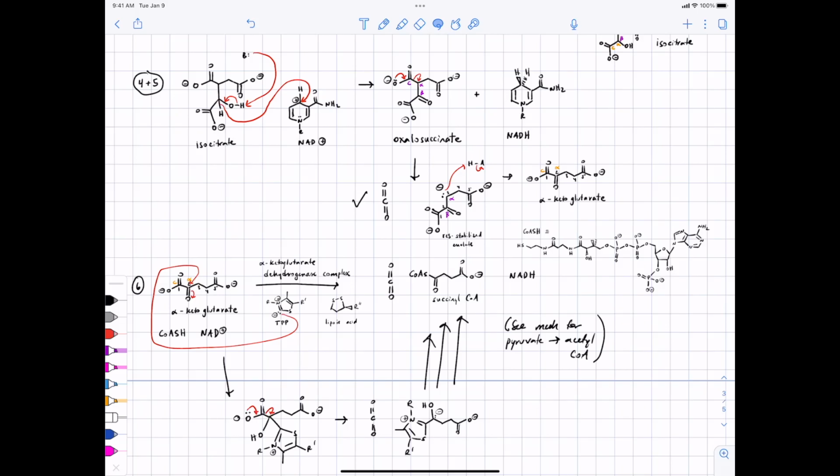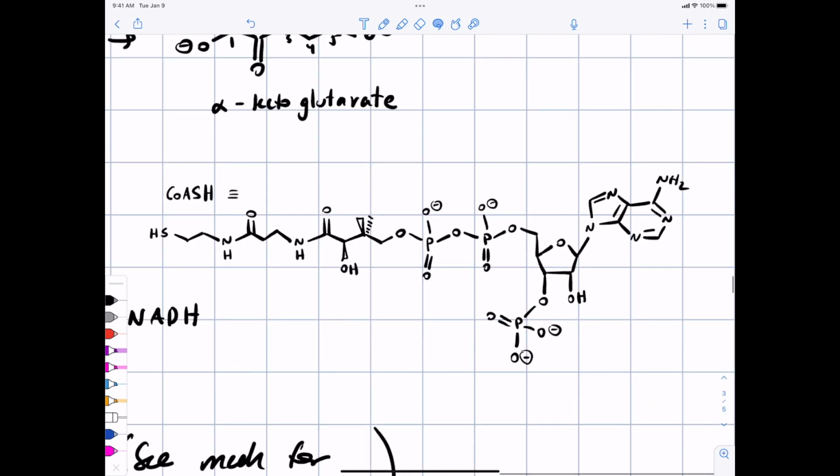Just for fun, here is the structure of coenzyme A. So now you see why we abbreviate it. It's got a thiol group and a bunch of other things. This is the A part of coenzyme A. You may recognize that as adenine. It's sort of got this long arm that has a thiol on the end of it.